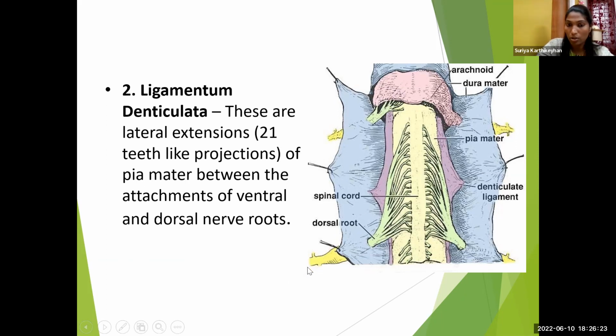Ventral means anterior, dorsal means posterior. So it has an anterior rami and posterior rami. Again, all these rami will be divided into divisions. From the divisions, we'll be getting the branches.